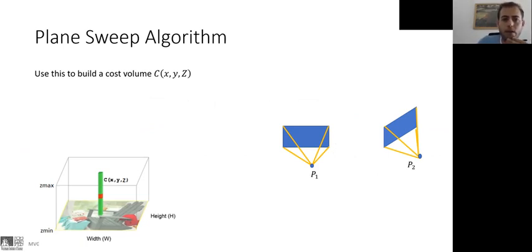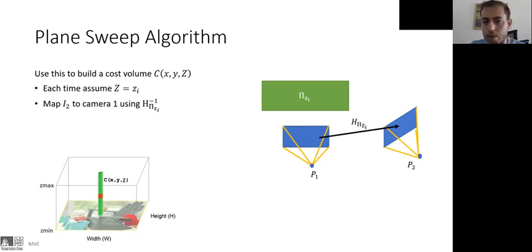So we are good. The plane sweep algorithm uses the fact that we know how to map frontal-parallel planes from image 1 to image 2 using homography. So at each step, I assume that I know the depth of all the pixels in the image to be Zi. So here I assume that all pixels of image 1 have depth Zi. Then I know how to map all pixels from image 1 to image 2 because all of them are on the plane. That's my assumption. But since I have this homography, I can also map all pixels in image 2 to image 1.